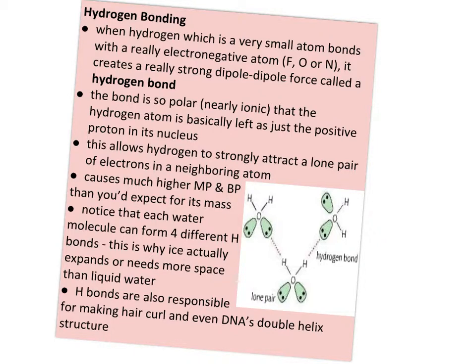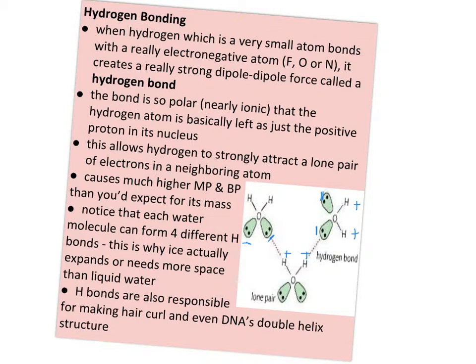It's when you have hydrogen, which is a really small atom, bonded with a really electronegative atom, of which the three most electronegative are fluorine, oxygen, and nitrogen. It creates this really strong dipole-dipole force called a hydrogen bond. And the reason for it is that the bond itself is so polar, it's nearly ionic, and so the hydrogen atoms in these pictures I've got showing here basically are left just with the positive protons. So these are very positively charged, whereas the lone pairs on the oxygen are highly negatively charged.